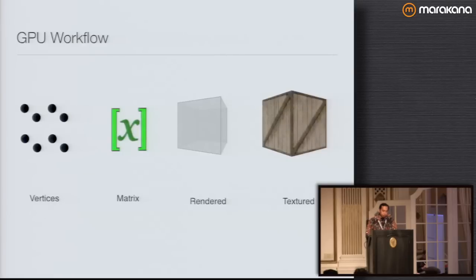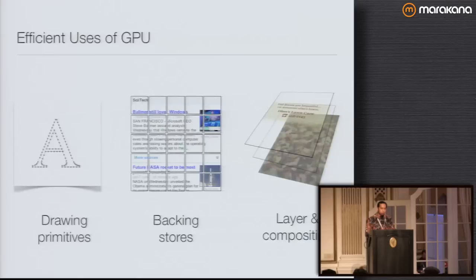If you're familiar with games development, this is typically the way people use GPU. So define some vertices, points in space, and then you apply some transformation, and then it will be rendered, and then you can possibly texture it so it looks more realistic. So the efficient use of GPU by WebKit involves certain levels. First is obviously to accelerate the drawing primitive. I mentioned how anti-aliasing, curves and polygons are very difficult to handle. This could be delegated fully to the GPU.